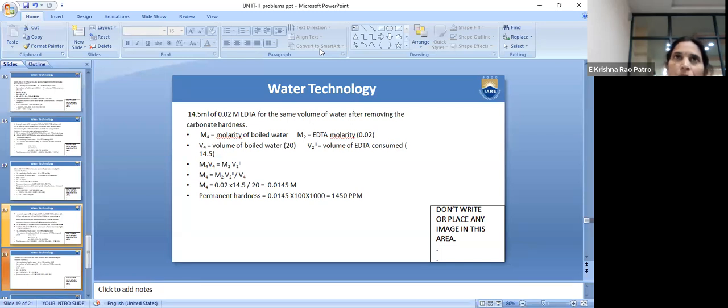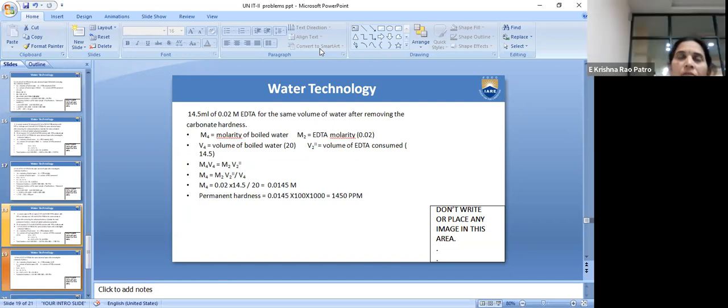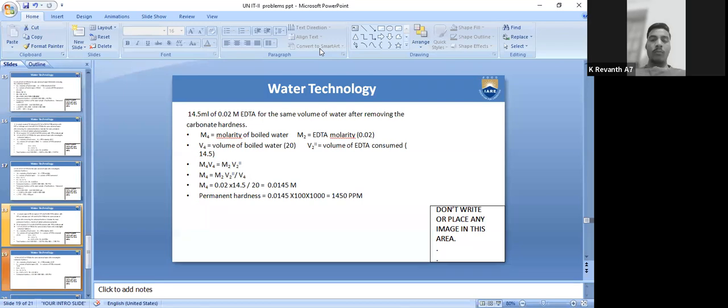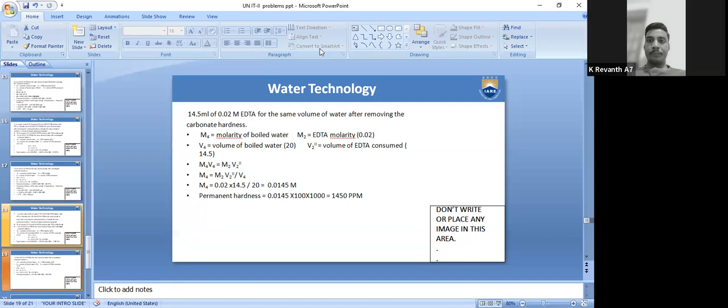Now tell me, students, how to find out M2, the molarity of EDTA. The M2 formula is M1 V1 by V2. M1 you already know now. V1 is the volume of standard hard water, V2 is the volume of EDTA consumed. Now students, M3 formula. Students, if V2 dash comes directly in the exam also, you should be able to do it. Following me? So you have to remember these 4 formulas.